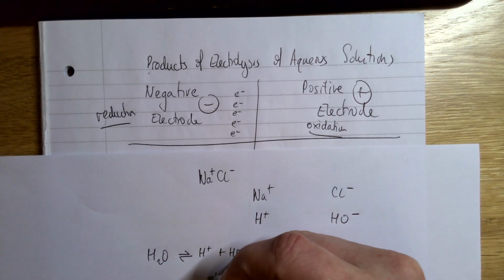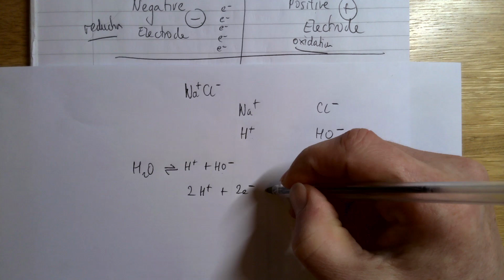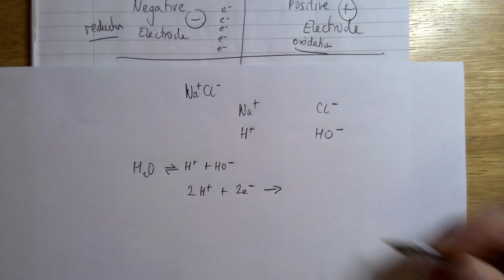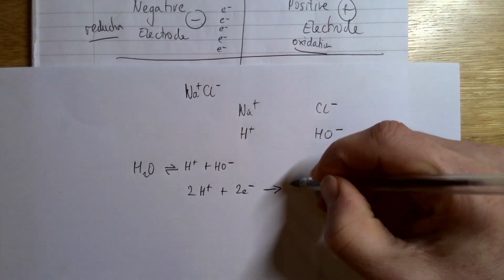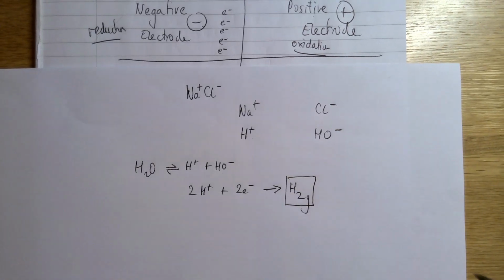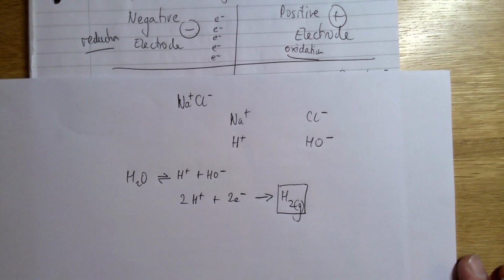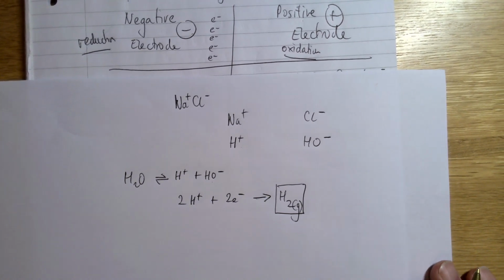So what happens is those hydrogen ions, two of them each gain an electron. Two hydrogen ions each gain an electron, so 2 electrons in total, and they become H2, the gas, and that will fizz like crazy. You'll see it fizzing like crazy, and you can test for it by doing the squeaky pop test. Lit splint, squeaky pop, remember.